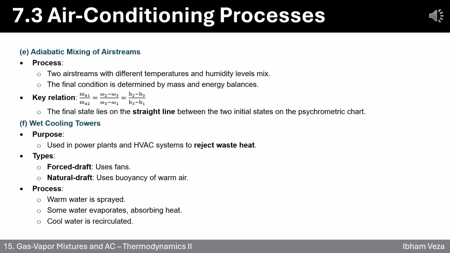Next are wet cooling towers, which you've probably seen in power plants. Their main job is to reject waste heat. There are two types. Forced draft towers use fans, and natural draft towers rely on the natural rise of warm air. The process is simple. Warm water is sprayed, part of it evaporates and absorbs heat, and cooler water is then reused. This method is crucial for efficiently removing excess heat in industrial systems.